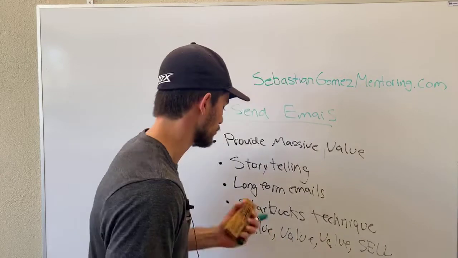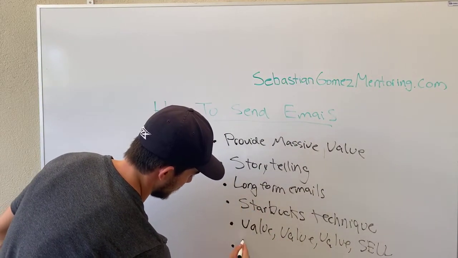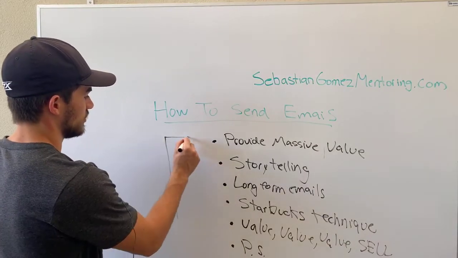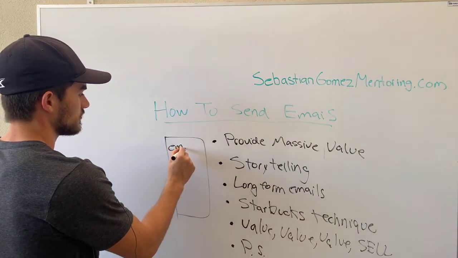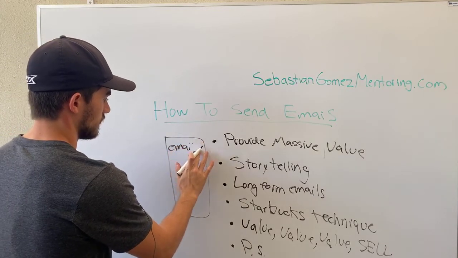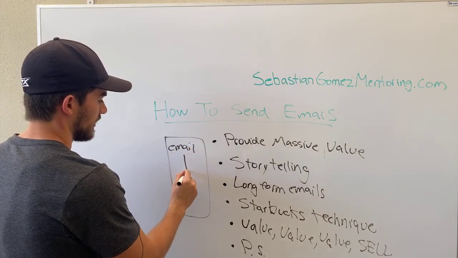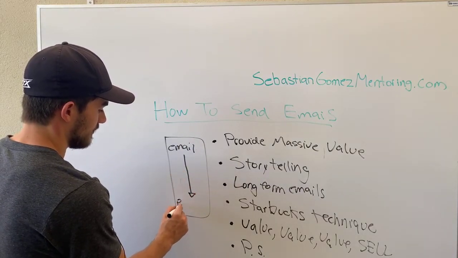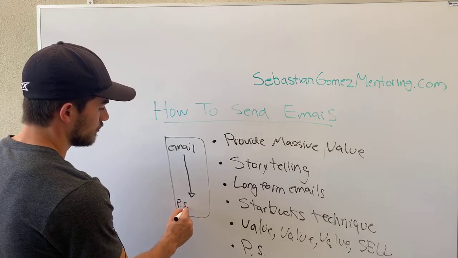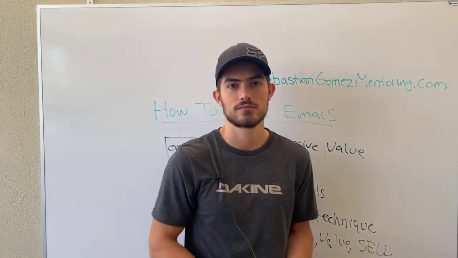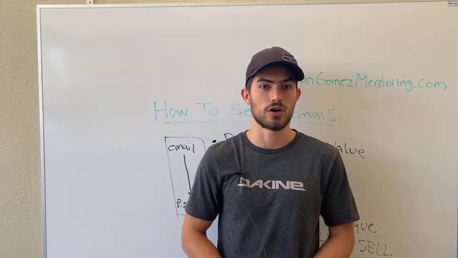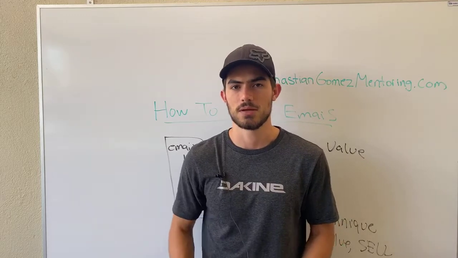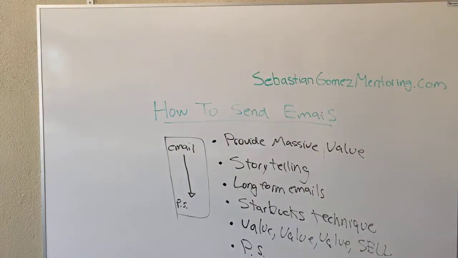Another tip that I like to use is the PS strategy. So basically you provide a bunch of value. This is your email, right? You provide as much value in the full email content, and then in the end, hey, PS, by the way, if you need more help, go to this link. It's that simple. PS, if you need more help, go to this link. PS, if you want to get my full program, go here, right? That's my PS strategy.